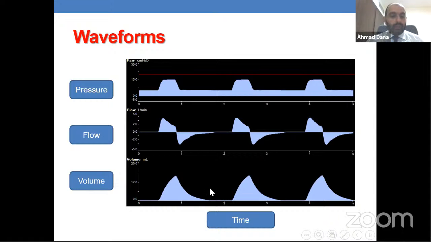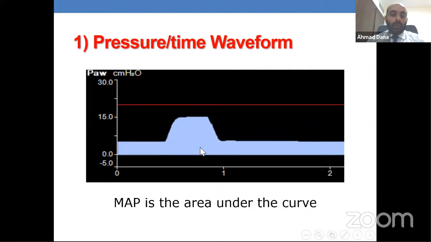Okay, so these are the pressure waveforms. Now, there is something very important to understand in the pressure-time waveform. The area under the curve here is representing the MAP, okay?